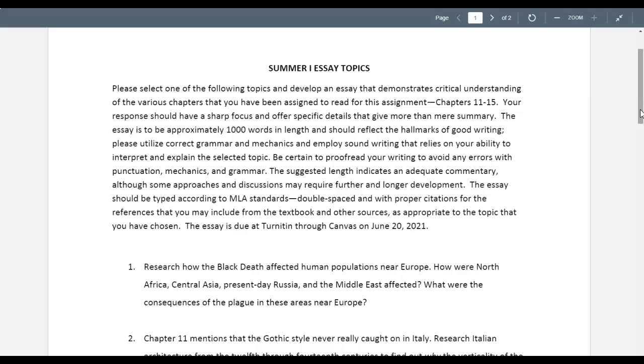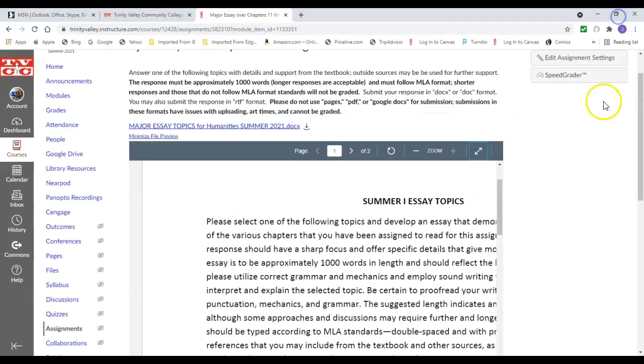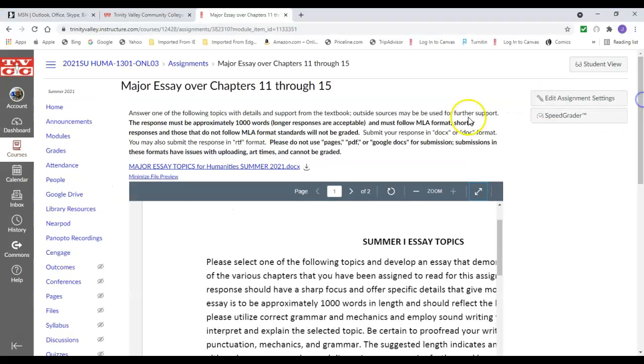That means hit tab for each paragraph, double space the essay, have your citations done properly, and have a works cited page. So you're going to follow MLA standards, double space with proper citations. Now let me show you one other aspect here. In the instructions for the essay, the response must be approximately 1,000 words. Longer responses are acceptable. Must follow MLA format. Shorter responses, and those that do not follow MLA format, will not be graded.